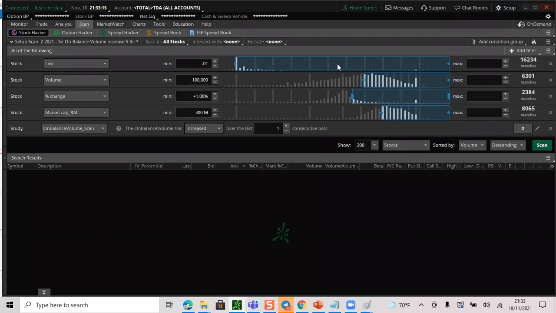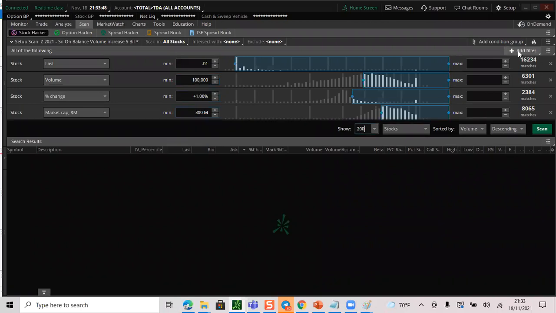I have a scanner. Okay, anything from 1 cent to almost anything. And the volume of the stock is 100,000 for the day, and I just took it something simple, and the stock went up anything above 1%. The market cap is 300 million and above. Here I added the study. It's called on-balance volume. I'll show how to add this one.